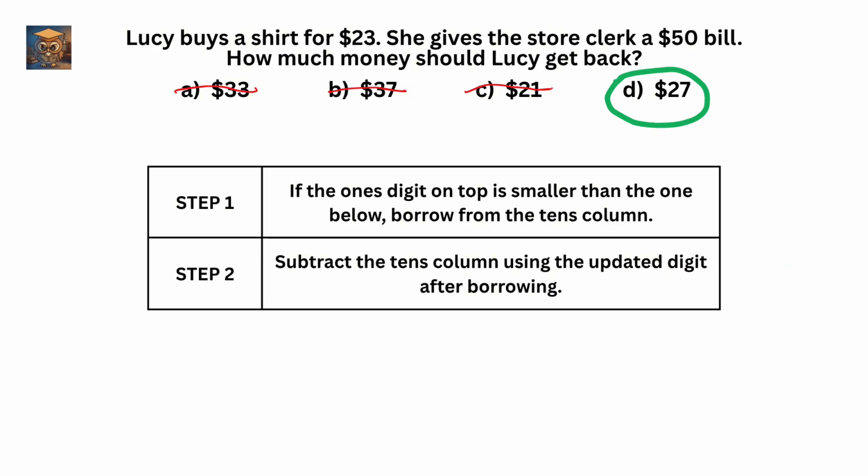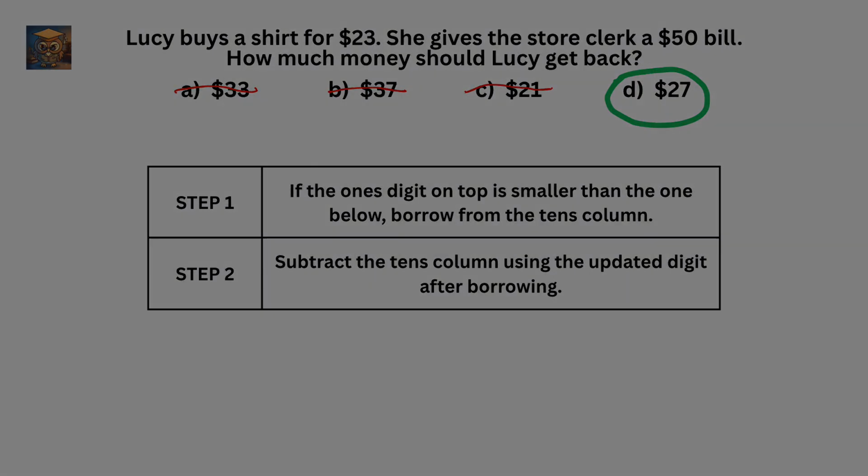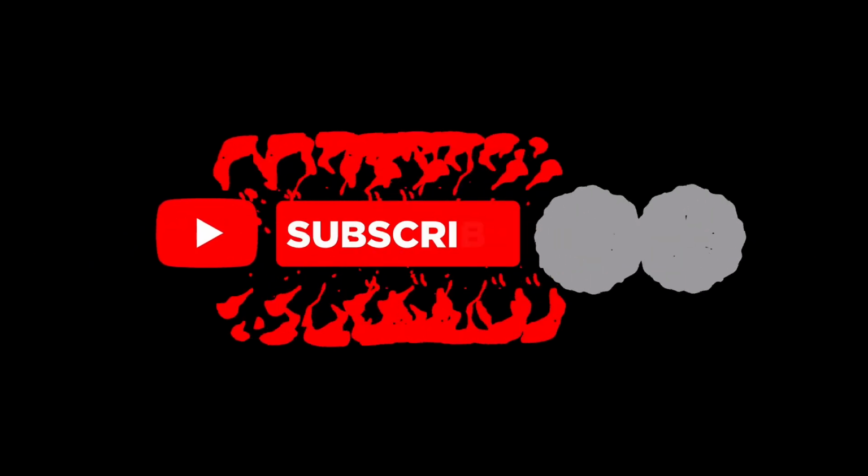The process is always the same. If the top digit in the ones column is smaller than the bottom digit, you cannot subtract directly. Borrow 1 from the tens column, reduce that digit by 1, and add 10 to the ones column, then subtract normally. And that is how you subtract with regrouping.